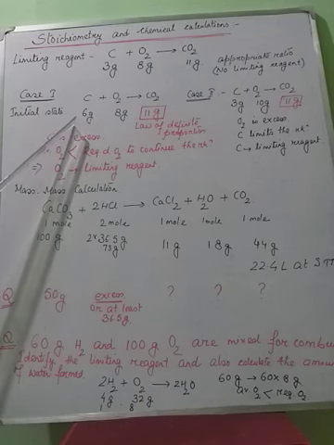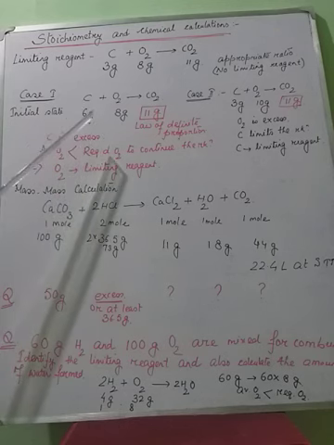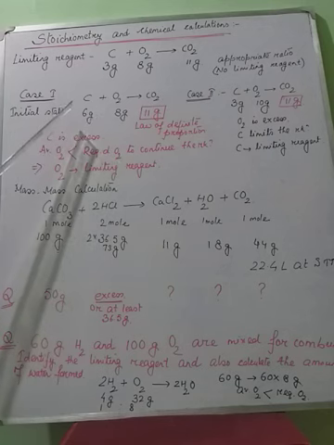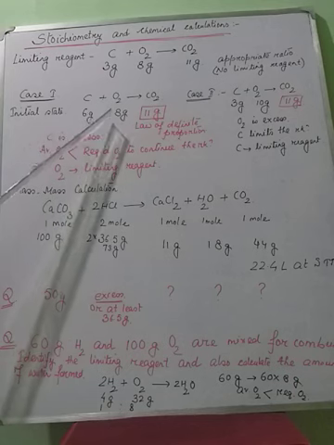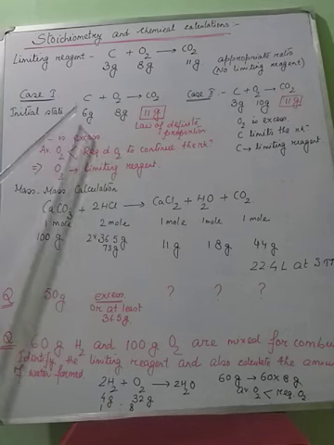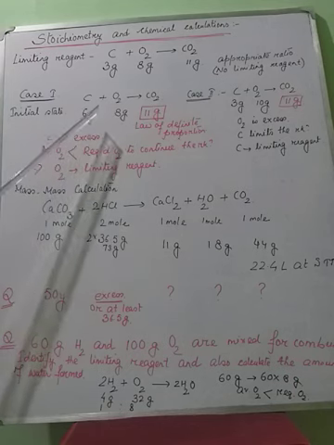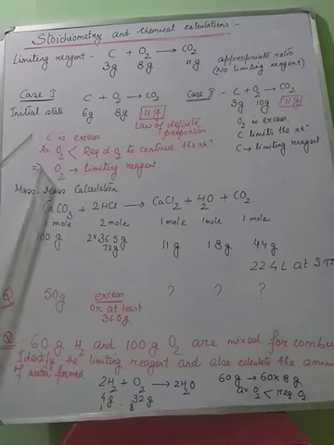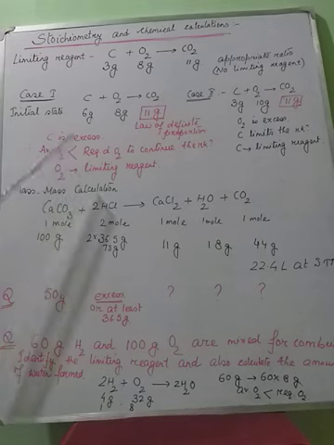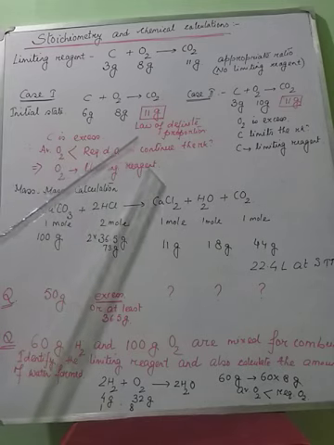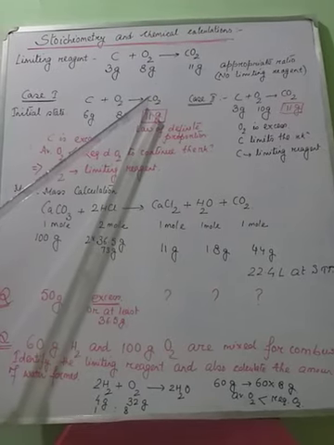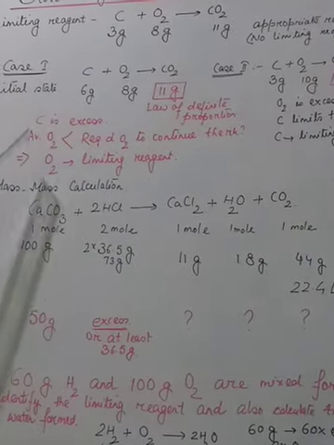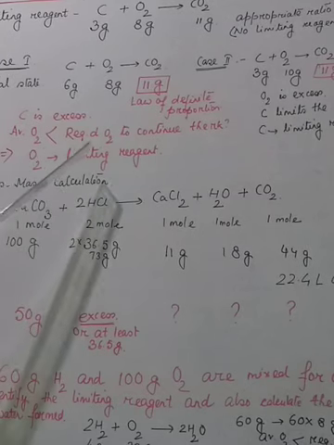So the reaction is actually stopping not because of carbon. Here we do not have adequate oxygen to continue with the rest 3 gram of carbon. That means here the available oxygen is less than the required oxygen to continue the reaction to form carbon dioxide. Therefore, we will call oxygen the limiting reagent.